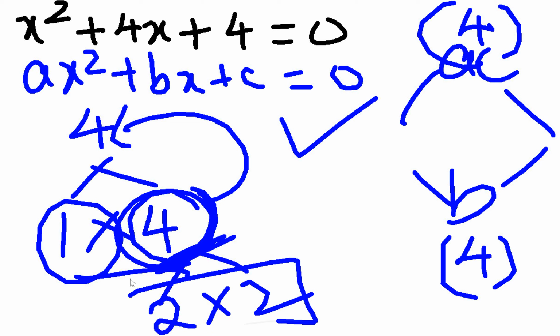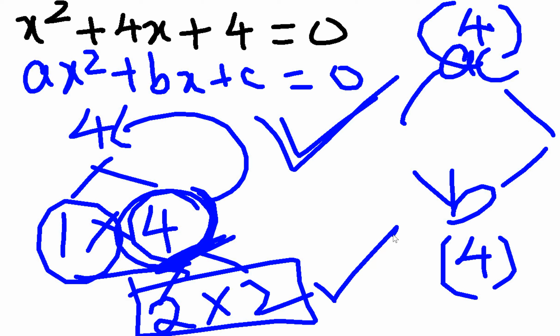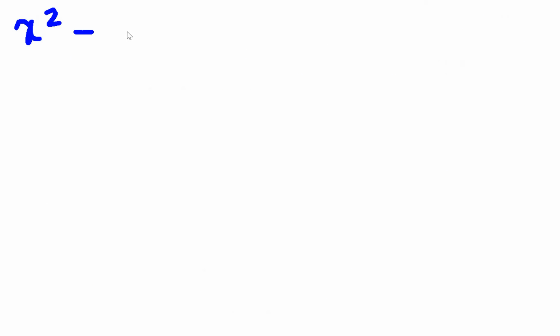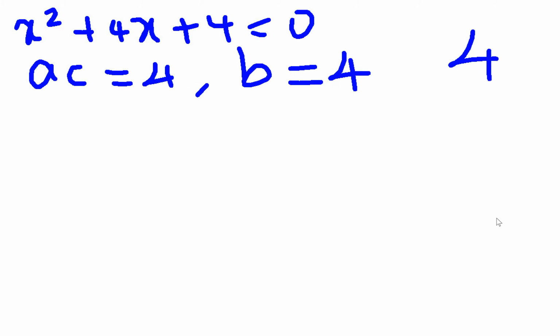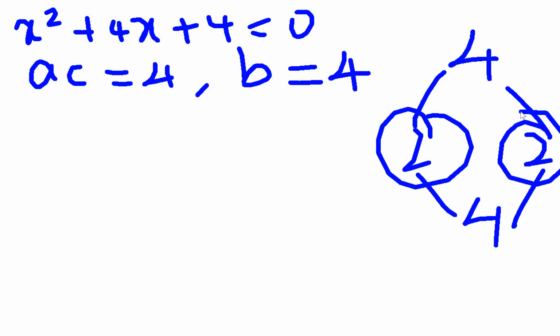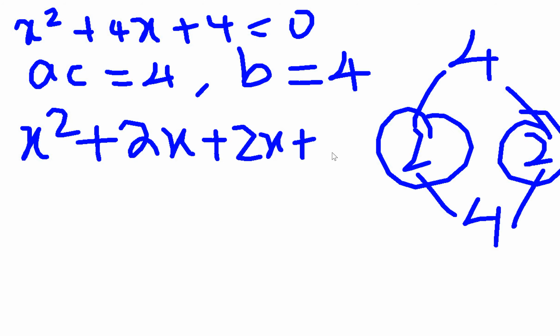If I multiply 2 into 2, yes, I get 4. And if I add 2 and 2, am I going to get 4? Yes, I am getting 4. So the numbers are 2 and 2. So the question was x squared plus 4x plus 4. Here ac was equal to 4 and b was equal to 4 again. So the numbers were 4 and 4. The numbers that we chose were 2 and 2. We saw why previously. And I can write the middle term as x squared plus 2x plus 2x plus 4 equal to 0.